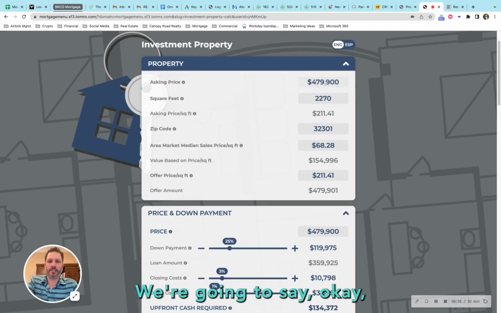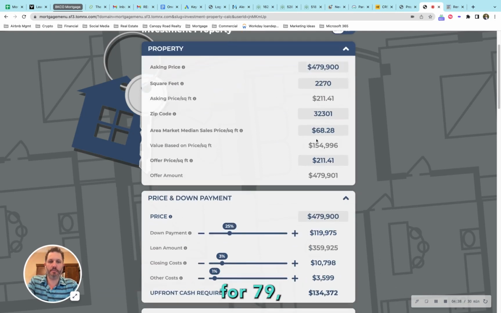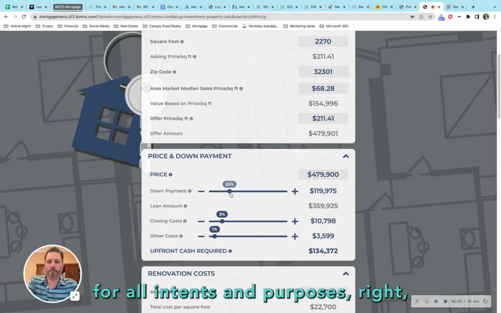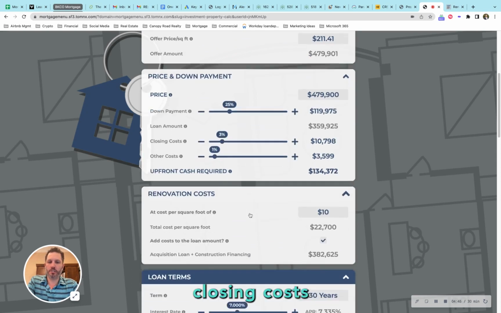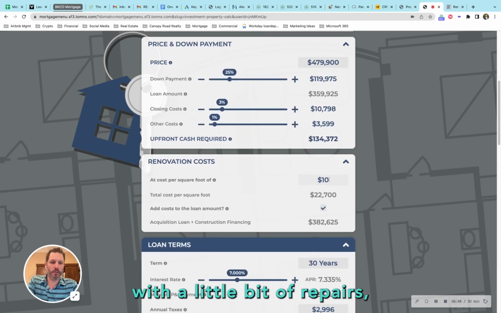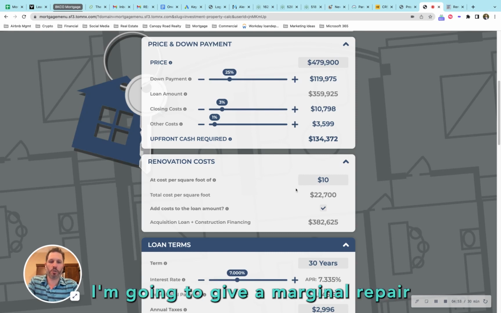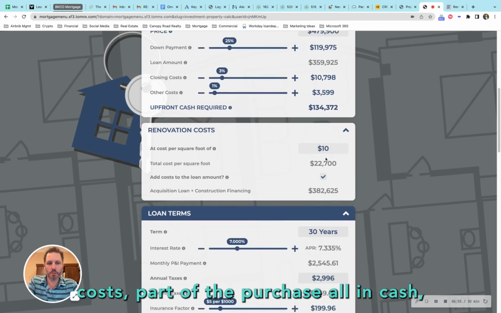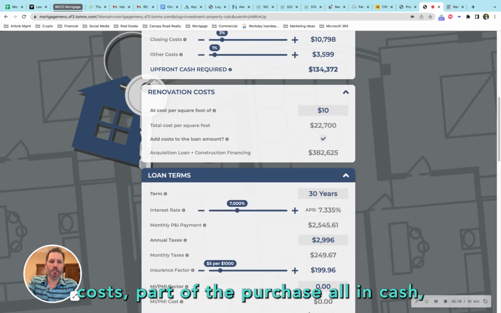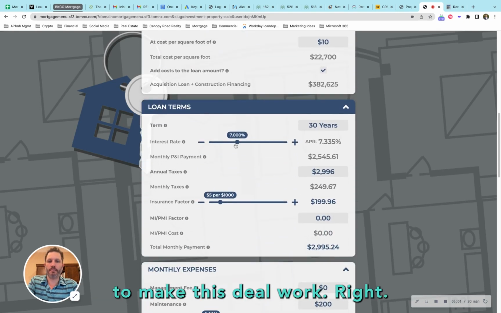We're going to say, okay, our asking price for this property, $479. We're going to come in at list price for all intents and purposes, right? 25% down, expected closing cost amount, expecting to come in with a little bit of repairs, whether it's flooring, maybe it's other items. I'm going to give a marginal repair cost as part of the purchase, all in cash. We're looking at about $150 to make this deal work, right?